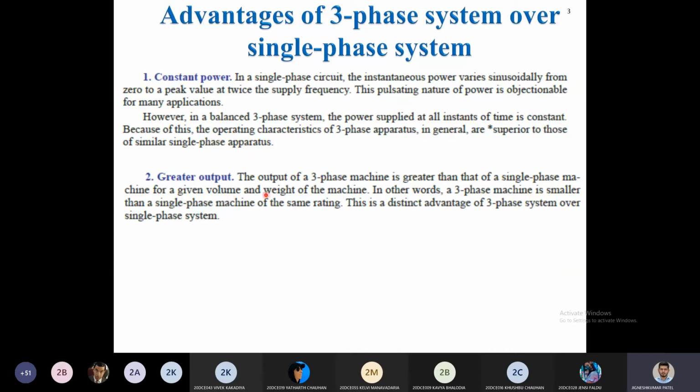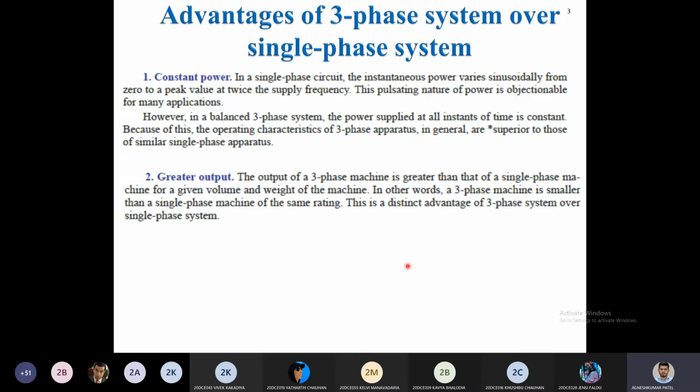For a given volume and weight of the machine, in other words, a three-phase machine is smaller than a single-phase machine of the same rating. So what he means is, if I have, let us say, a single-phase motor that's the size of a computer screen, then in the same size, a three-phase machine would produce more power compared to weight, or more power compared to volume.